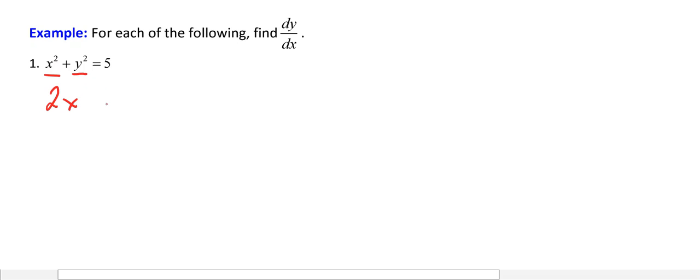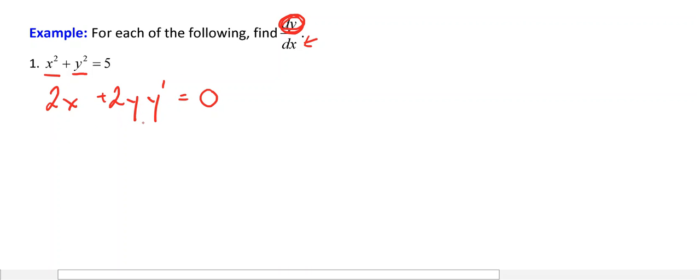The derivative of y squared would be 2y, but because y is the dependent function, and we know that because we know that we're looking for dy dx, and whatever is up in the numerator here is the dependent function. It's the derivative of the dependent function with respect to the independent function. We have to tack on the y prime here. And then the derivative of 5 is 0.